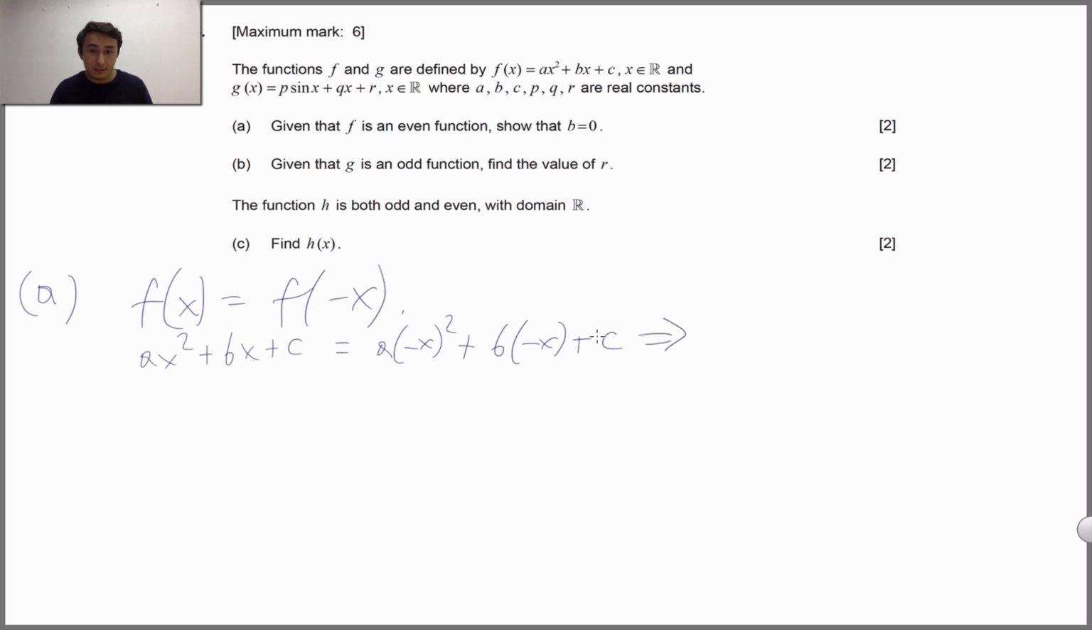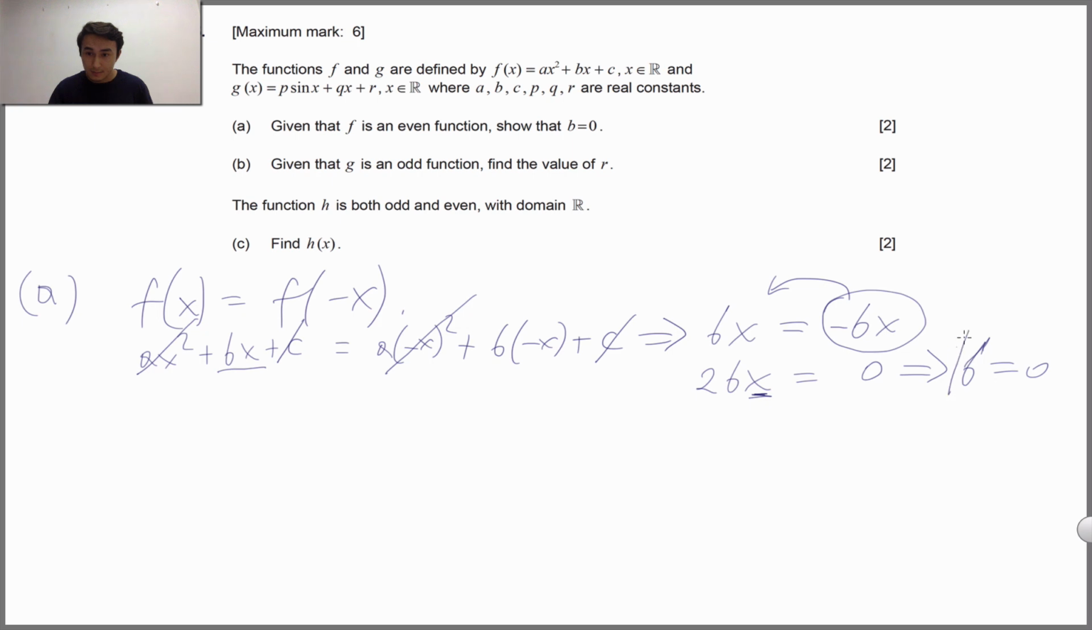From here, c and c can be cancelled. We also know that negative x squared is the same as x squared, so we can also cancel these two. The left hand side is left with bx, the right hand side is negative bx. Let's take this to the left hand side. What happens is 2bx is equal to 0. Since x can be any value, x can be 10, if you put 10 here, it will be 2 times b times 10 is equal to 0. So the only possibility is b should be equal to 0.